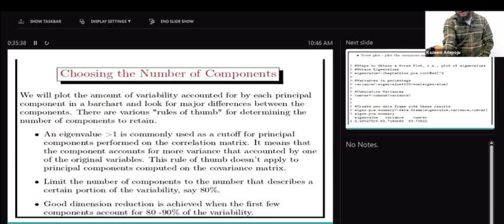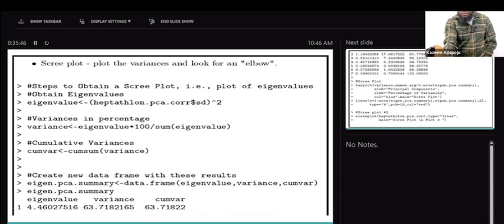Okay, so I think I've explained the cutoff point that I mentioned, the 80% rule. Now the next thing I want to talk about, I think I've also talked about this.